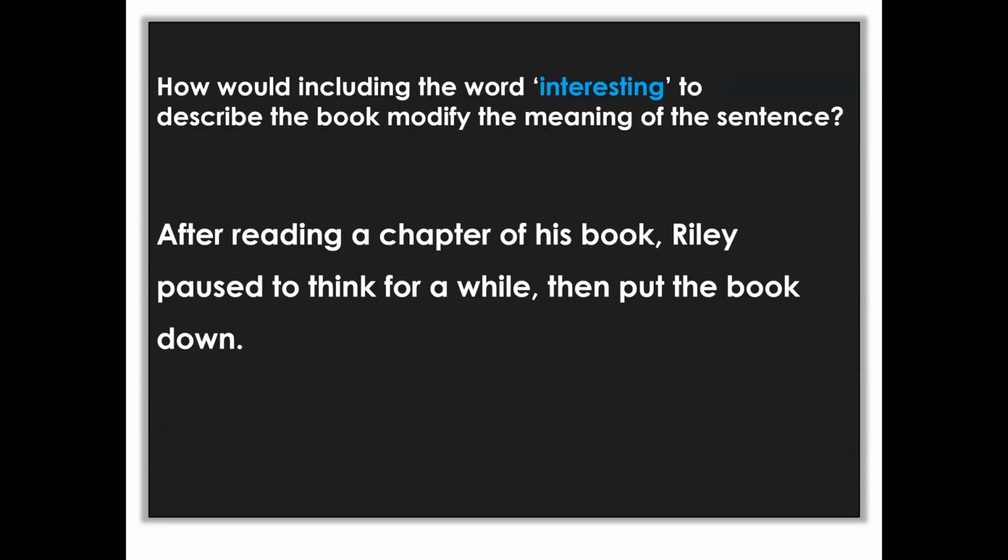Here's another one to think about. How would including the word interesting to describe the book modify the meaning of the sentence? After reading a chapter of his book, Riley paused to think for a while, then put the book down. Pause the video now and think how interesting would improve that sentence. Let's see how you got on.